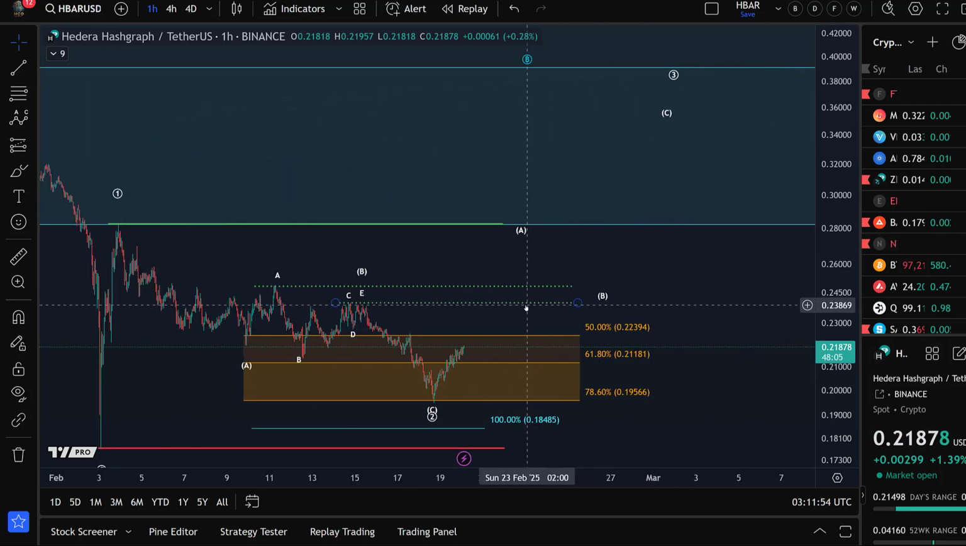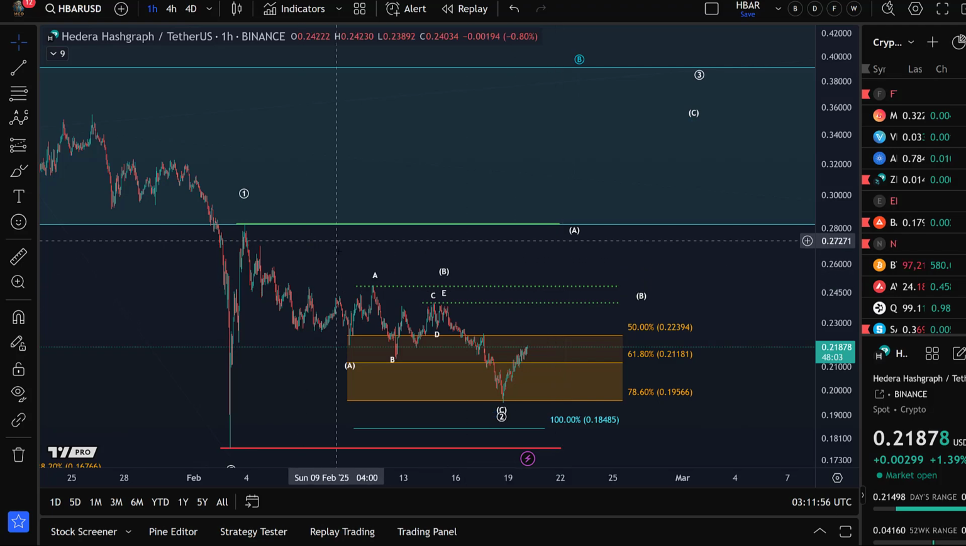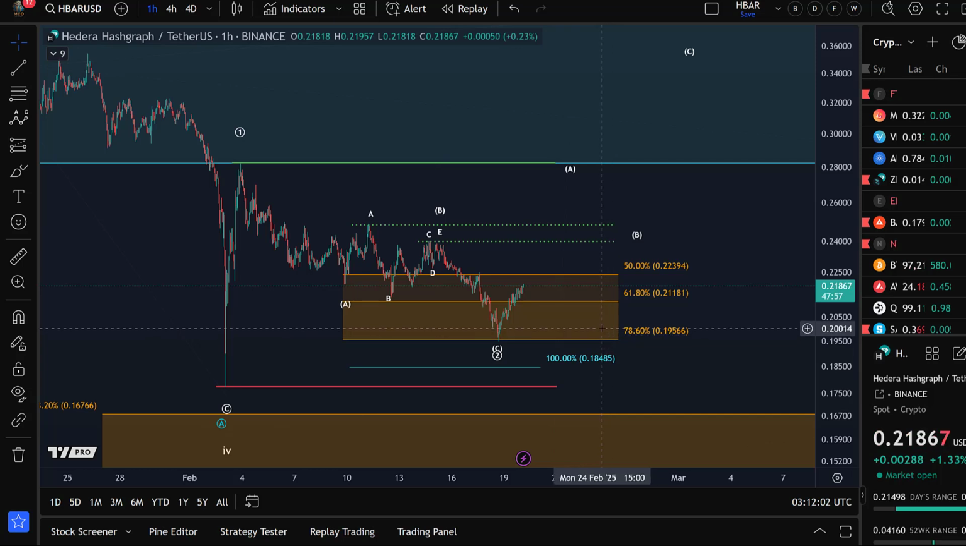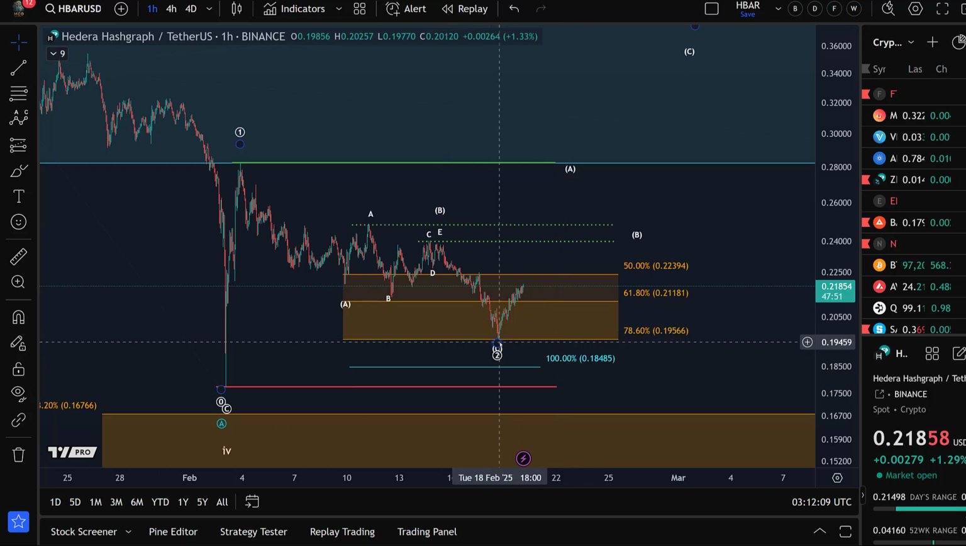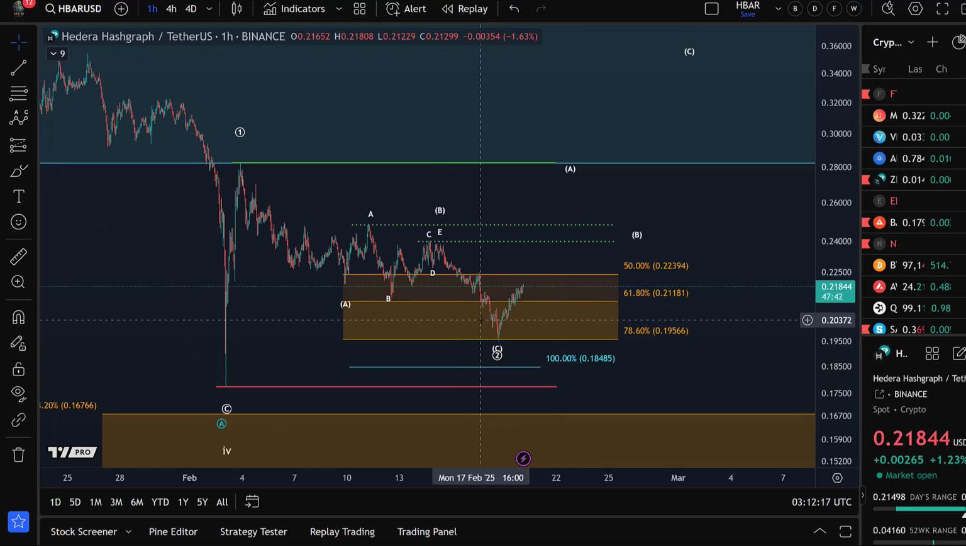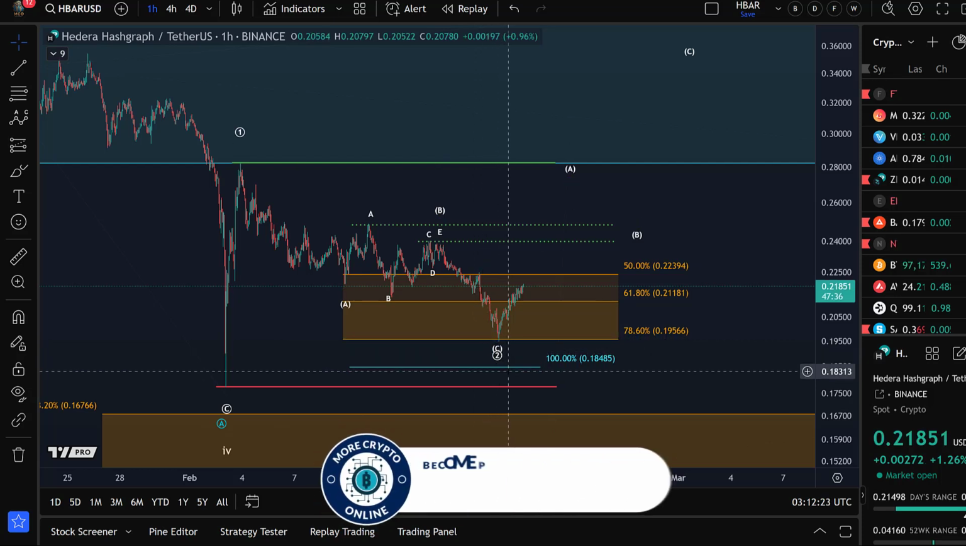What I mentioned to you in the last update is that if we have a correction here, then first of all, the 78.6 retracement must hold. That is the 19.5 cent level. And any break below that level would increase the risk. It will not be a guarantee, but will increase significantly the risk that this so-called 1-2 setup, which is a bullish upside reversal pattern based on Elliott wave, could then be invalidated.